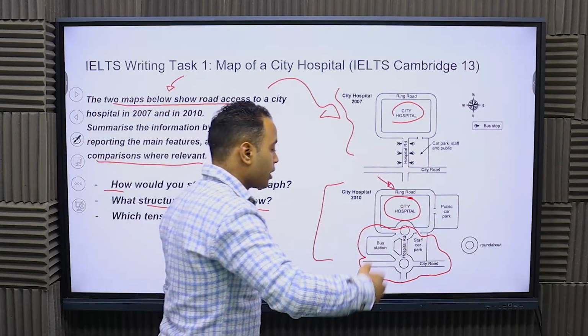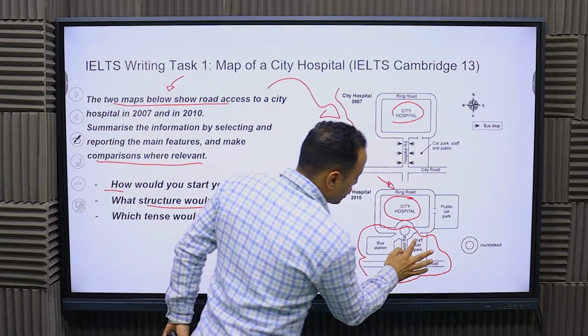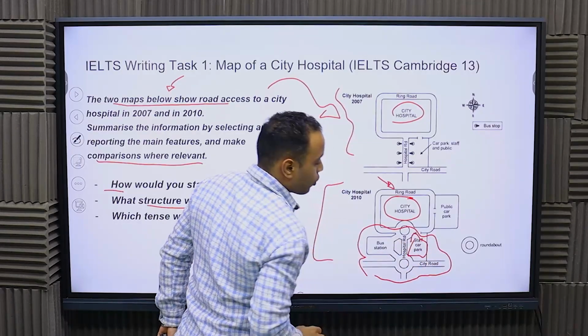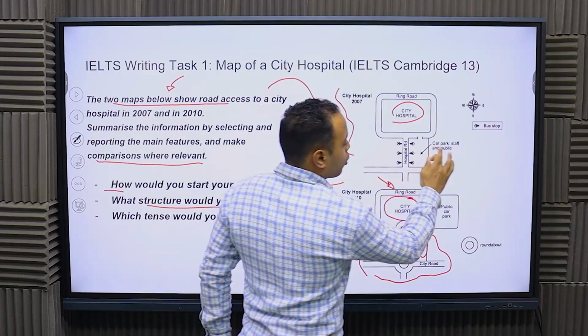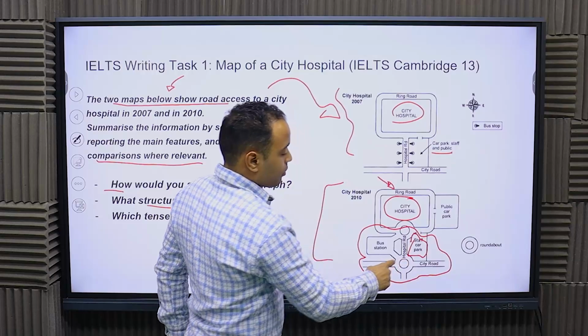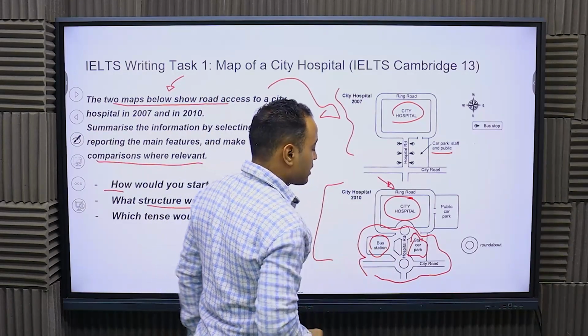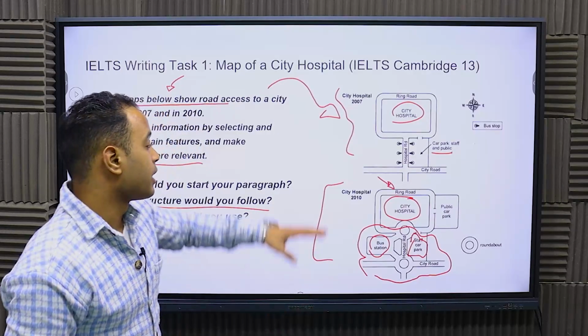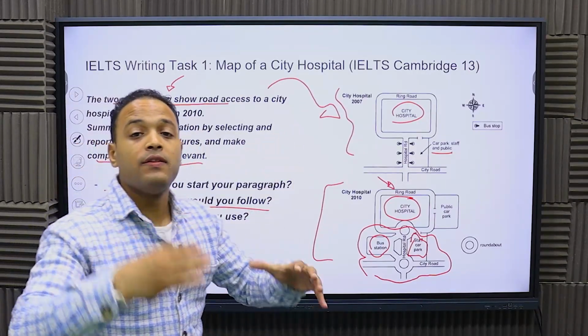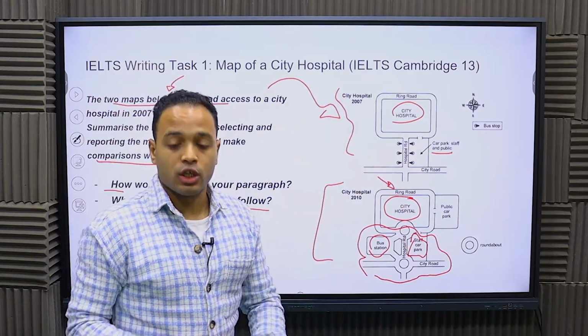So we're going to say, okay, there has been a change in the staff car park. It was first of all a car park for the public. Right now, it is just for the staff. Here, there has been a bus station, which hasn't been even in the first part. So these are very big major changes that took place.